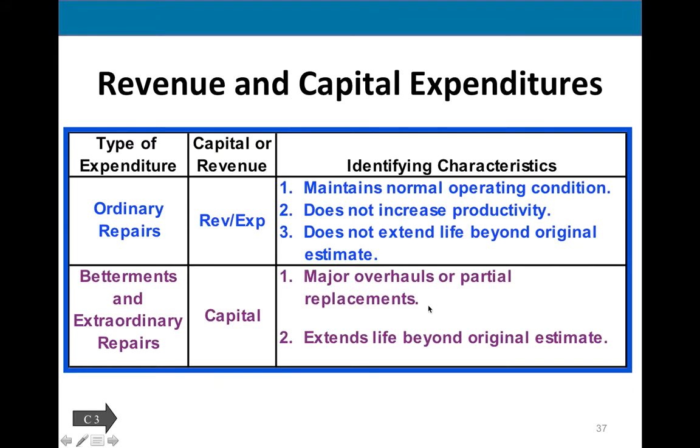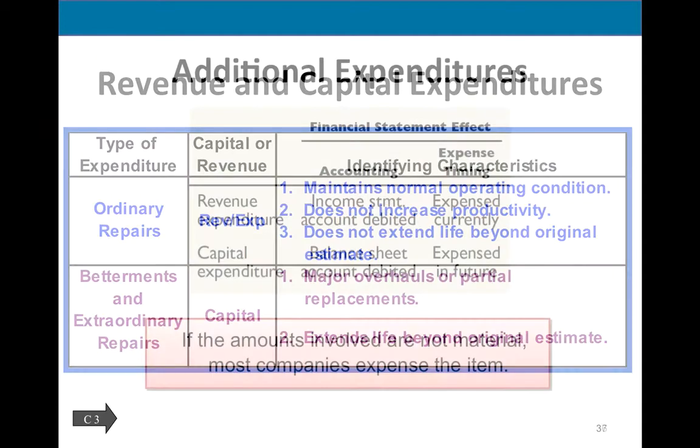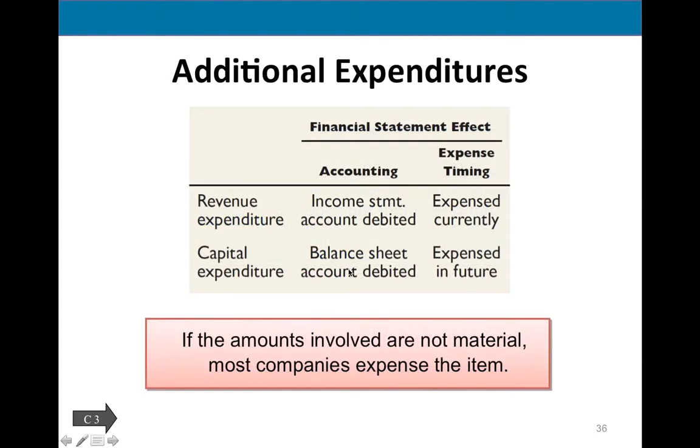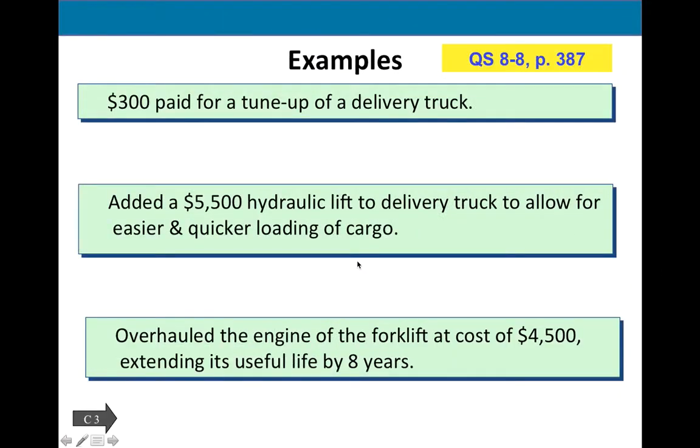And so if, for example, we're going to put a new engine in the car and we spend $10,000, I'm not going to expense it right away. That $10,000 will be debited into the car. It will be debited into the balance sheet account. So here's a couple of examples.